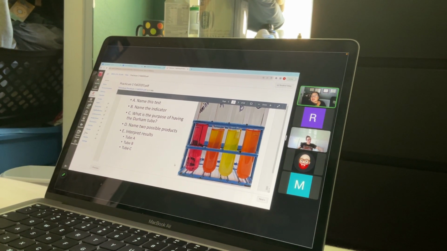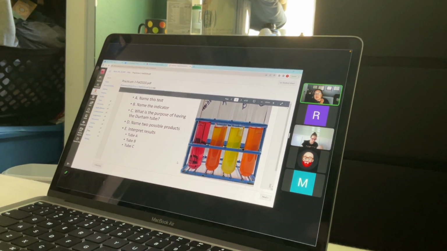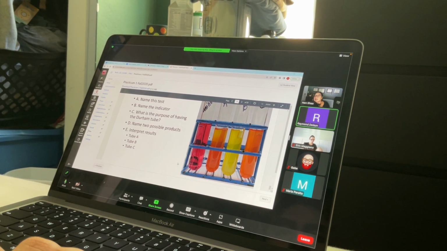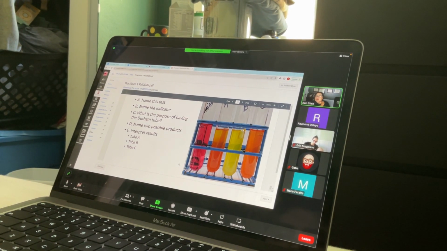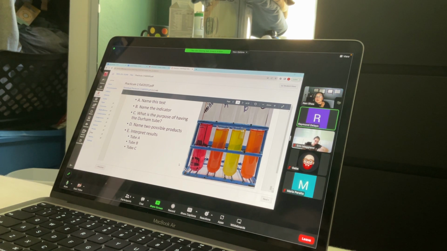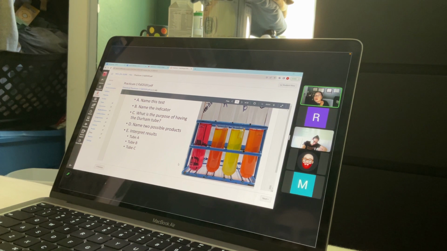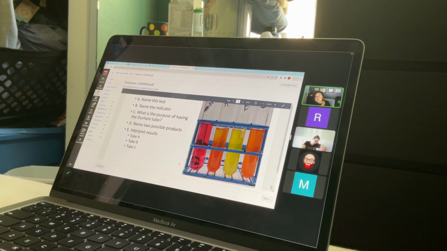What is the purpose of the Durham tube? You already said this: to see if the bacteria produce any sort of gas. Yep. Okay, name 2 possible products. Either an acid or an alcohol, or a gas. Two of the 3. Yeah, it's acid and alcohol or gas.